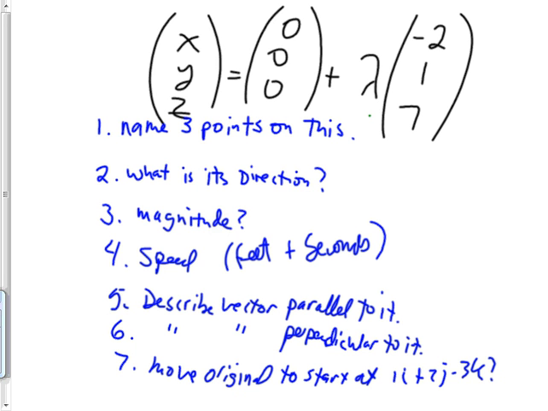Okay, so I want you to find 3 points on this vector, and what's its direction, what's its magnitude, the speed, which I hope you know is kind of related to the magnitude, and describe a vector parallel to it, describe a vector perpendicular to it, and then move the original vector to start at 1i plus 2j minus 3k. In other words, the point 1, 2, negative 3.